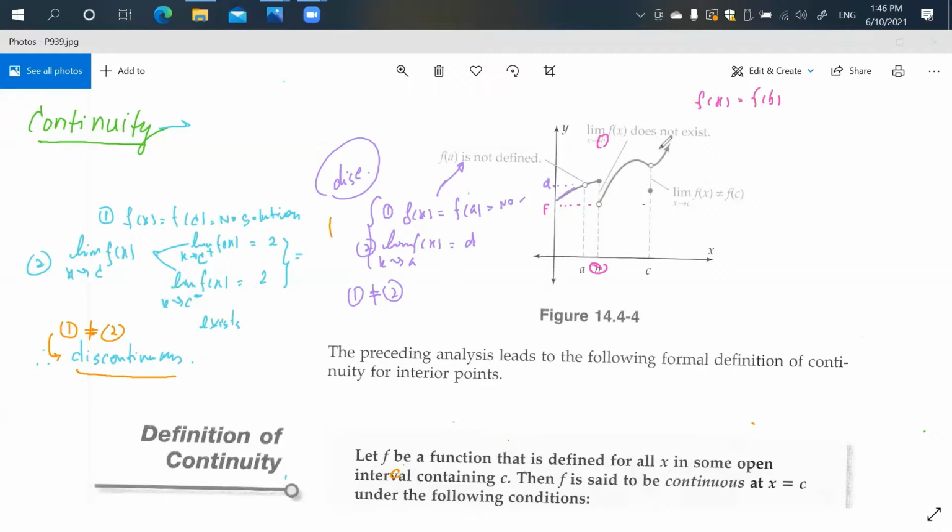Okay, and the function is not equal either. So at this point, the limit of f of x when x equals b, or even the function at x equals b, the final answer is what? Discontinuous. If I ask you continuous or discontinuous, of course, because from this point you have to jump to this point, right? So it's discontinuous.